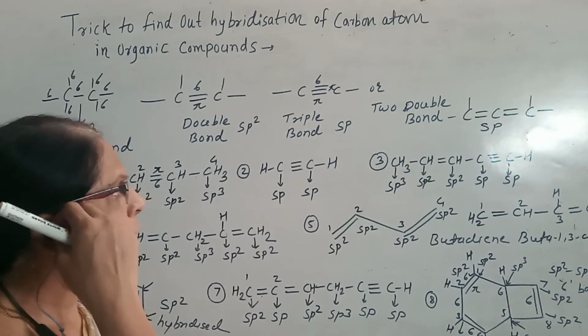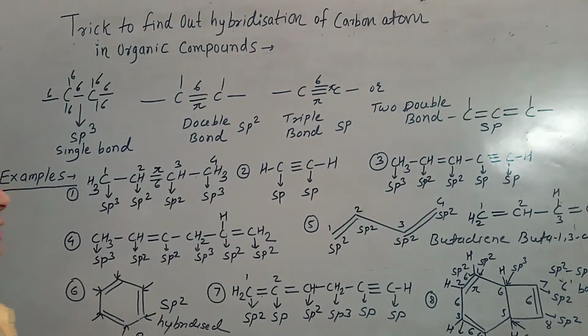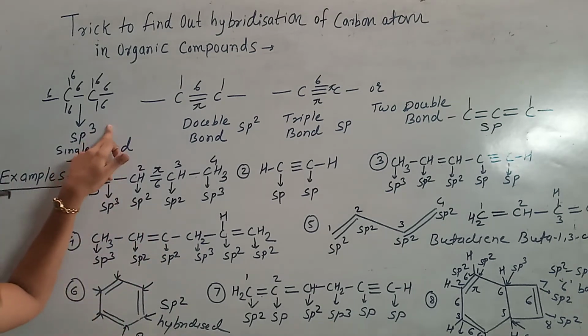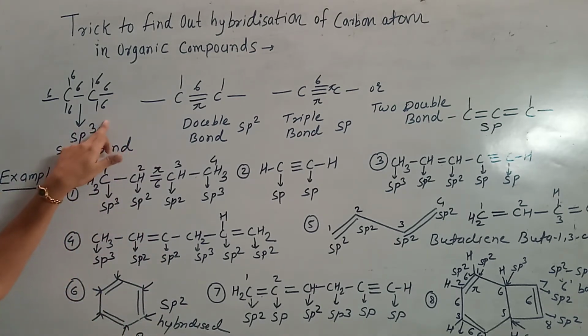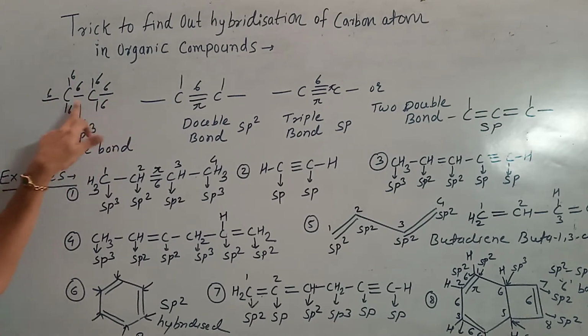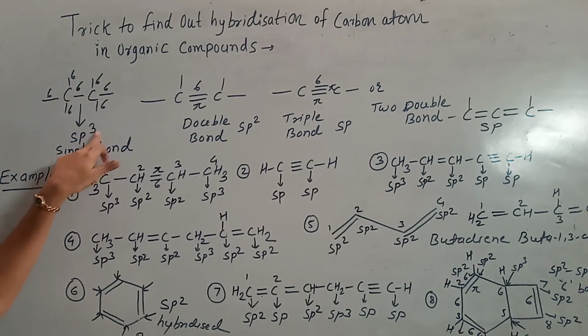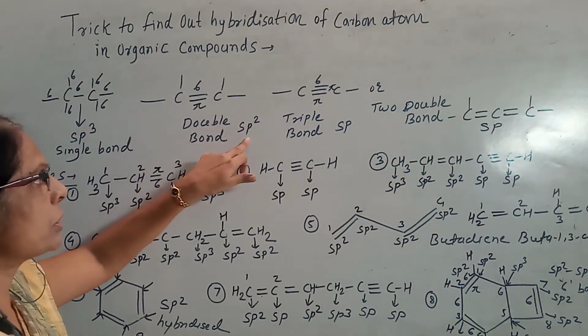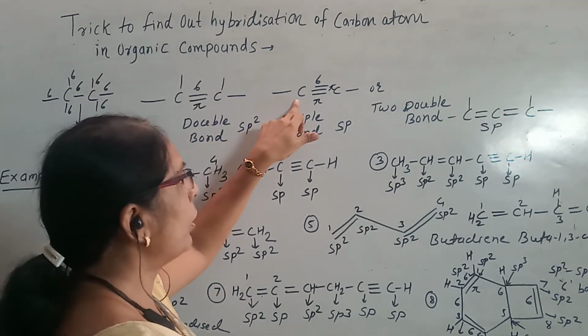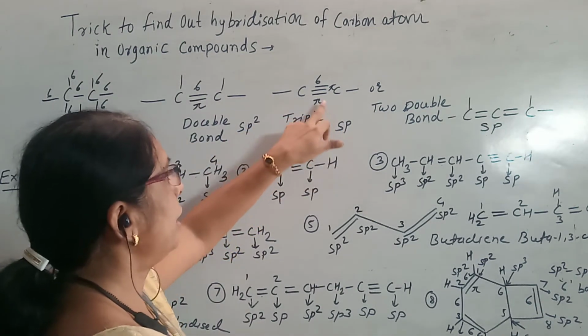So like this way we have a very simple trick. By looking at the structure we can find out which type of hybridization the carbon has. Again, revise: if there is a single bond, all are sigma bonds and the carbons are sp3 hybridized. If an organic compound contains a double bond, then there is at least 1 pi bond, the remaining are sigma bonds, and the hybridization is sp2. When it has a triple bond, the carbon is sp hybridized and it has 1 sigma and 2 pi bonds.